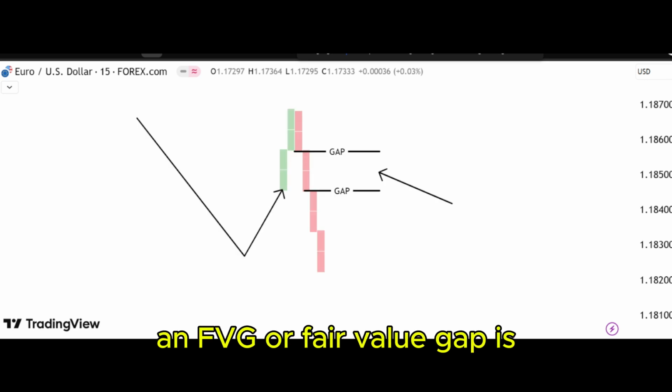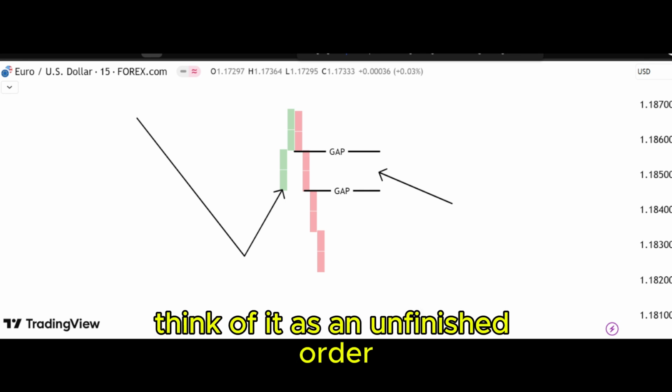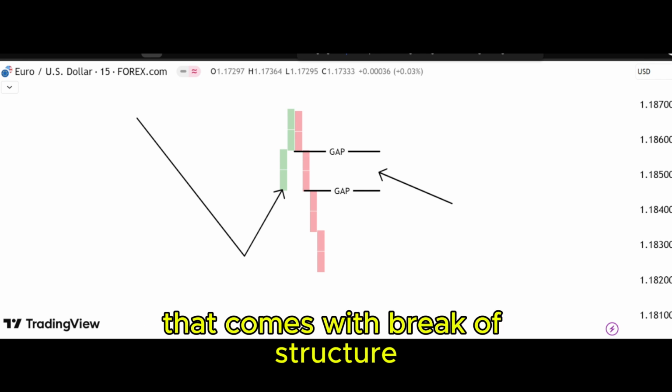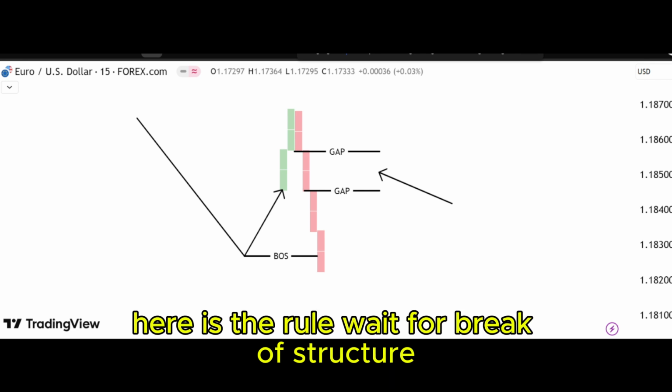An FVG or fair value gap is just an imbalance, a gap where price didn't trade. Think of it as an unfinished order, but not every gap matters. That's the trap. We only care about the fair value gap that comes with break of structure. In this scenario, we have the break of structure. Here is the rule. Wait for break of structure.